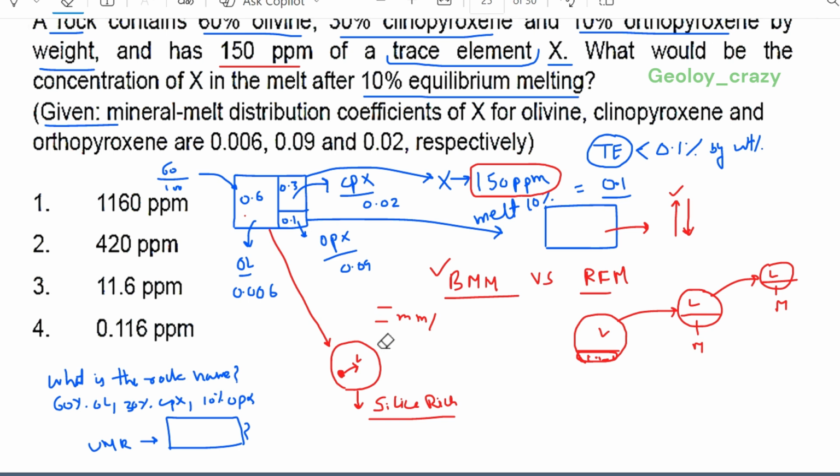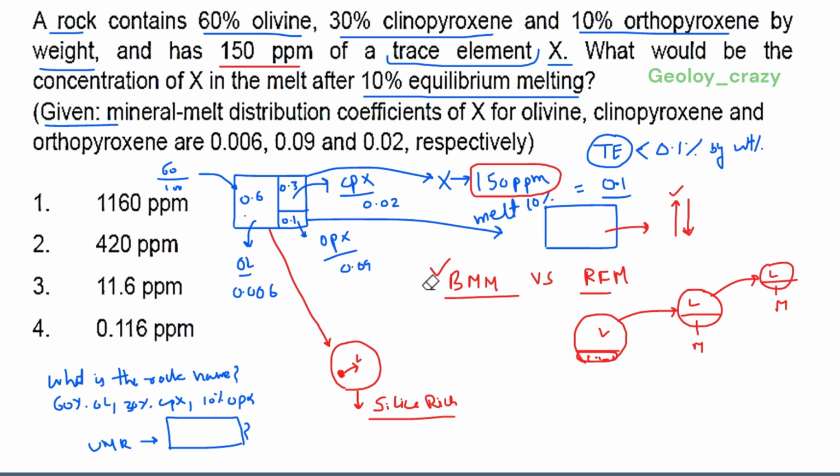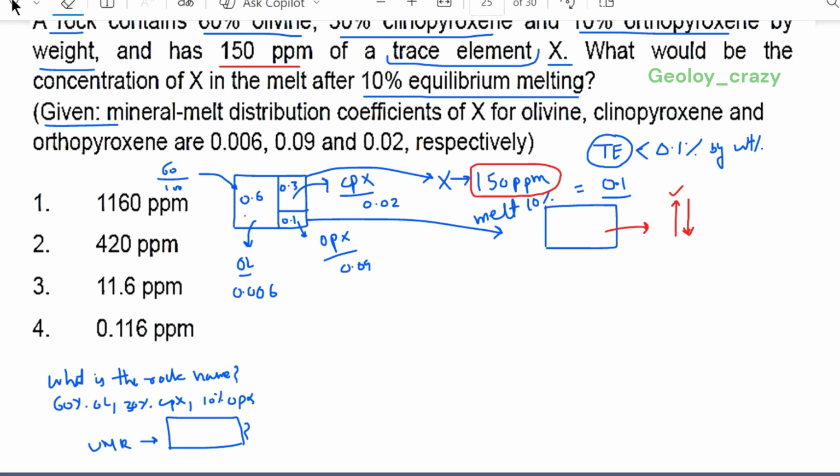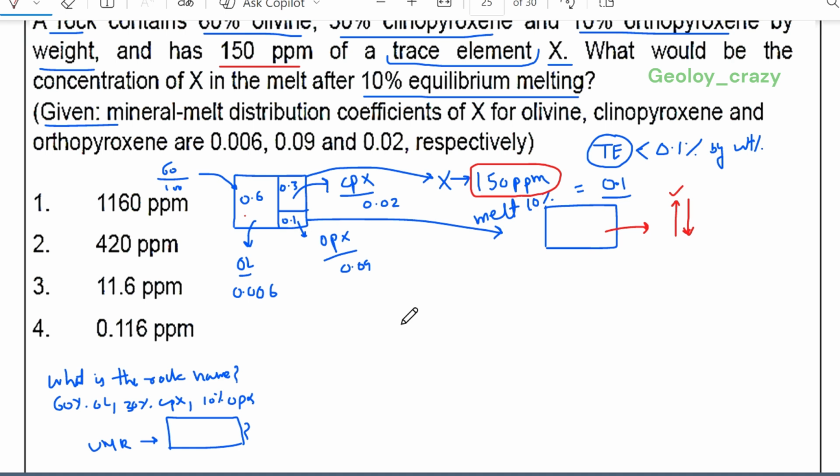So I will remove this part and we will try to solve our question. Questions related to batch melting have come many times, but Rayleigh melting has not come yet, so the chances of getting that are higher now. So we will solve this question.